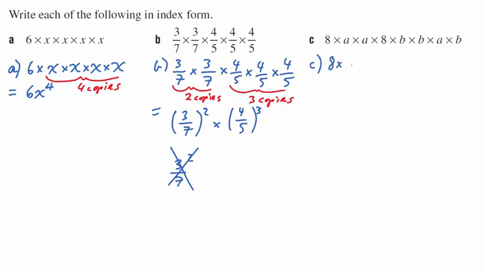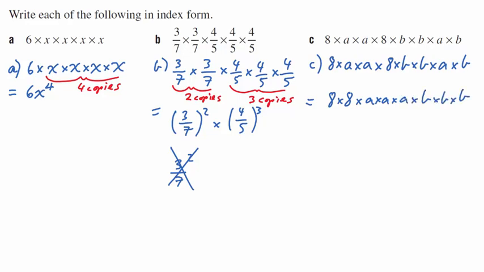Finally, we have 8 times a times a times 8 times b times b times a times b. And we can reorder that to bring all the numbers together, all the copies of a together, and all the copies of b together. So we get 8 times 8 times a times a times a times b times b times b. And now it's fairly simple to count out. We've got 2 copies of 8, so that's 8 squared. We've got 3 copies of a, so that's a cubed, and 3 copies of b, so that's b cubed. And now we've written it out in index form.